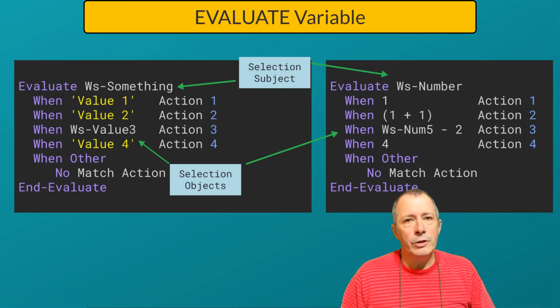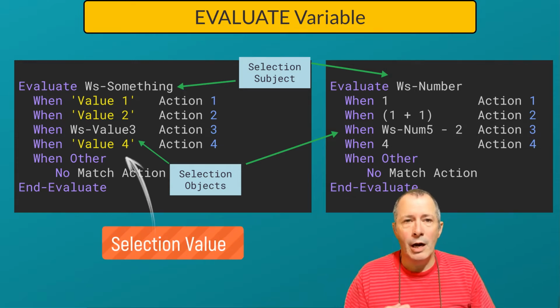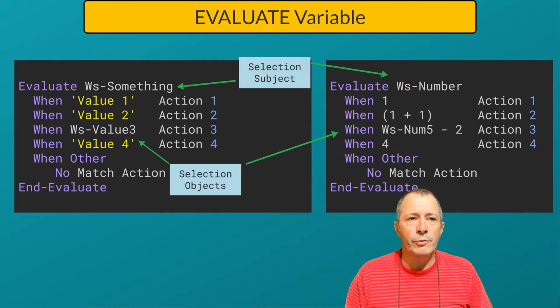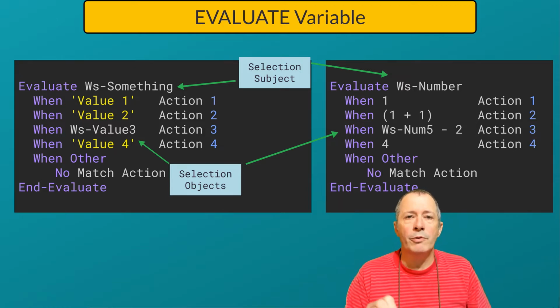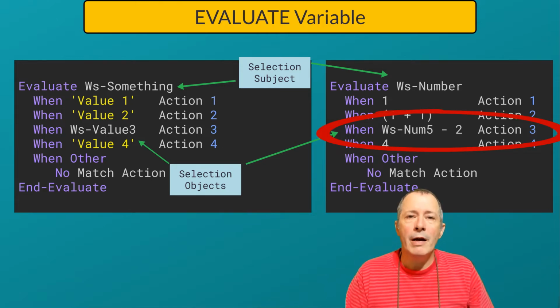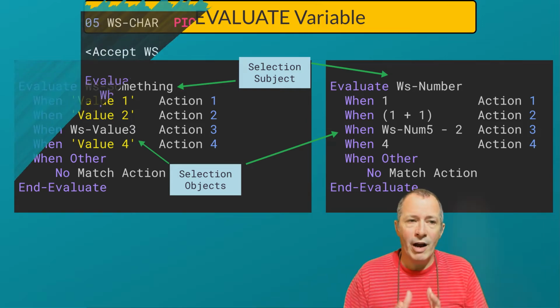The EVALUATE structure is composed of 2 parts: the variable to be evaluated, which is known as the selection subject, and the values to compare against that variable, which are known as selection objects. Until recently, I was using the phrase selection value, and you might hear me say that still. I think the COBOL design group used selection object because the selection criteria can be more than a simple value. Notice the EVALUATE WS-NUMBER on the right side. Mathematical formulas can be used as selection objects, so it's not just values.